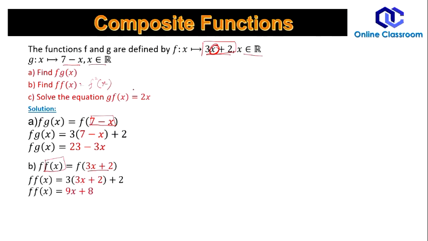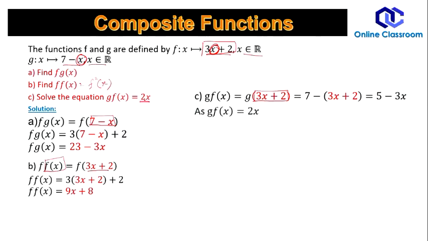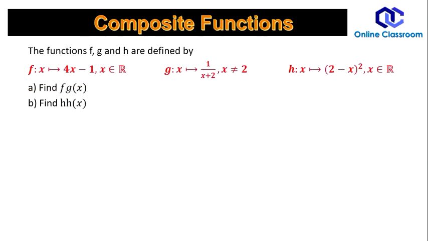Now the next part requires g of f, order is changed, and equate it to 2x. So g of f means in the function of g, replace x by f. In the function of g, replace this x by f. Simplify it, I'm getting 5 minus 3x. Now the examiner is saying solve the equation if this g of f composite function equals 2x. So I've equated this to 2x. Now solve this and get the result. Hopefully the idea is clear to all the students. x is 1.